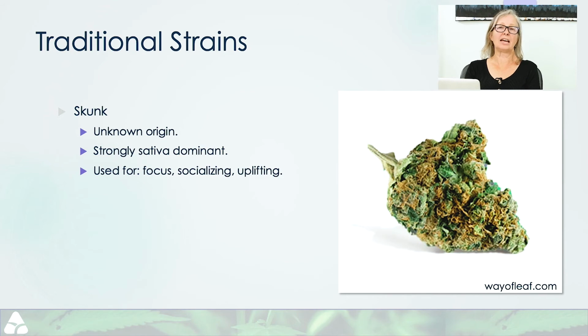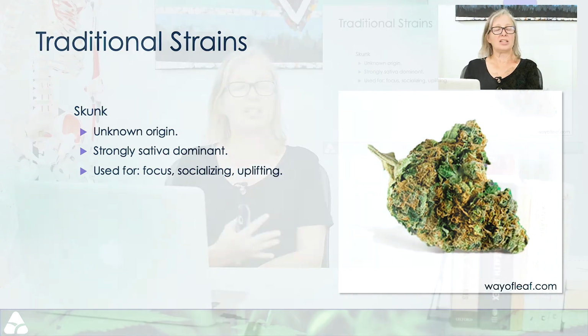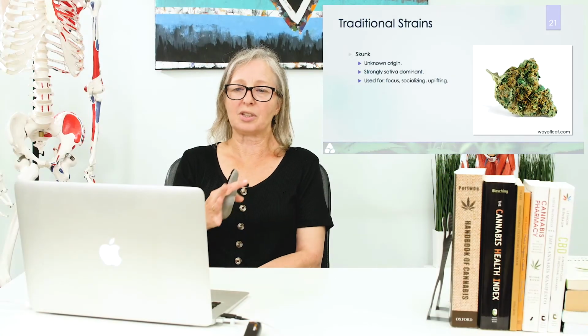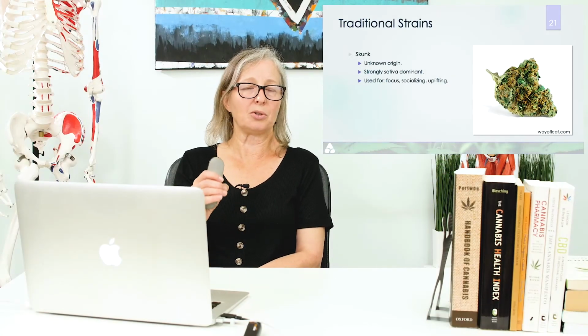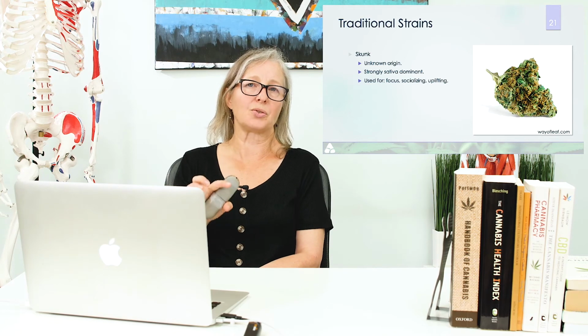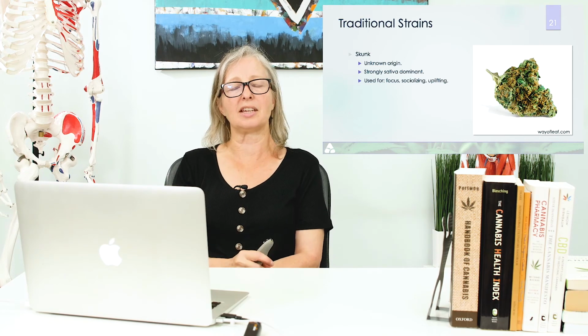Our next one we're looking at is skunk, and again, we'll find a lot of products out there that might have the name skunk in them. That means that some of their origins come from these traditional skunk strains. It is unknown. Nobody really knows where this one originated. Again, strongly sativa dominant, so really used for helping people who need to focus, maybe the artists or a writer who really need to focus on things.